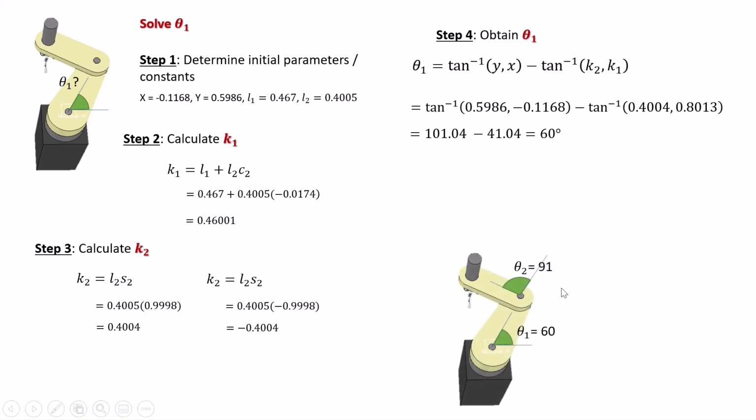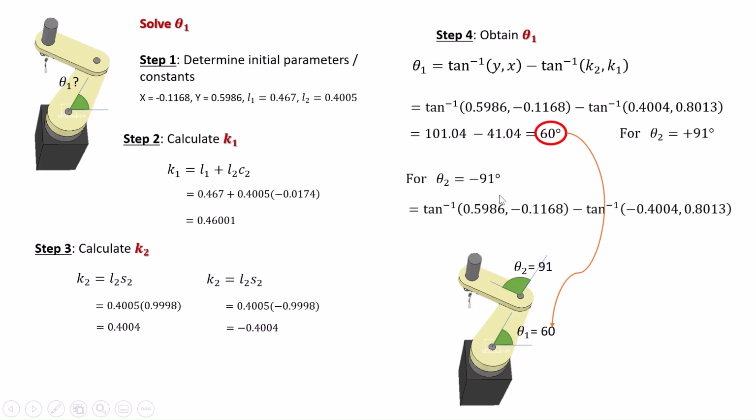And if we try to visualize the position or orientation of the robot, it is as shown in this diagram. That is for a positive 91 degrees of theta 2. But if we have a negative 91 degrees of theta 2, that will result in a different value, which is 101.04 minus negative 41.04. That gives us 142 degrees of theta 1.